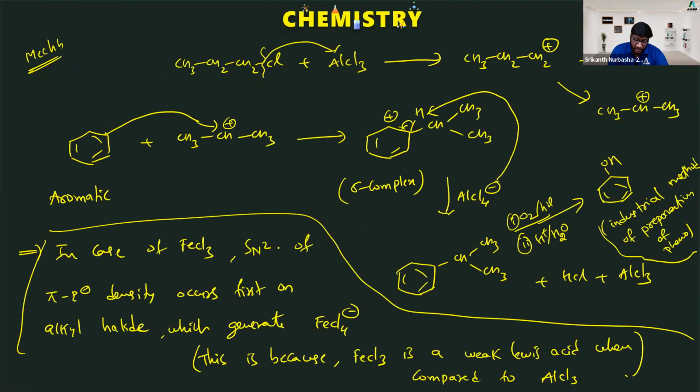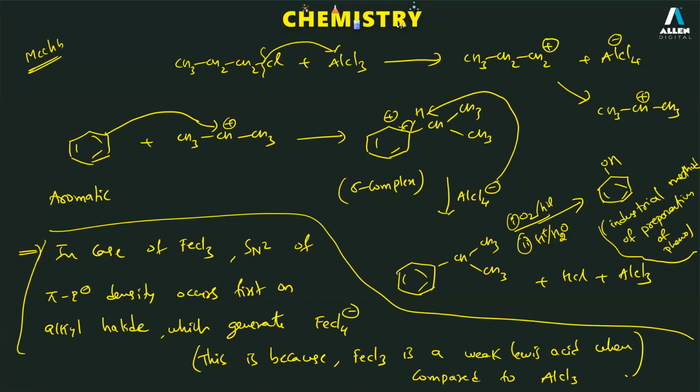In case of FeCl3, an SN2 attack of the pi electron density occurs first on the alkyl halide, which generates FeCl4 minus. That means the carbocation is not obtained. That means rearrangements are not possible. Is that clear, students? Is the discussion clear to everyone? This is a summary, we can say, of what we discussed in the last class.